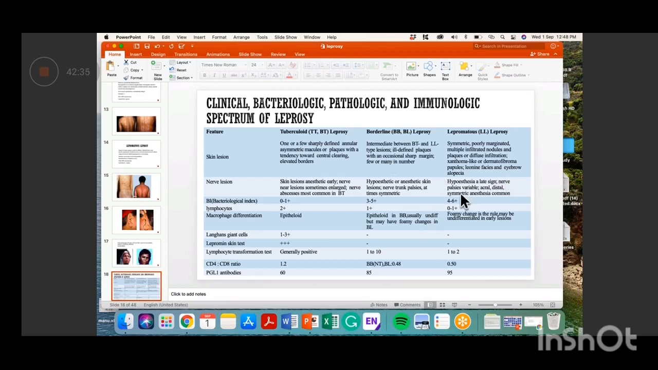There can be multiple skin lesions, and as you can see, the bacteriological index is gradually increasing. The macrophages are usually epithelioid towards the tuberculoid pole, and foamy macrophages in the lepromatous pole. The Langerhans giant cells are mostly seen in the tuberculoid pole, and lepromin test is also positive in the tuberculoid pole.